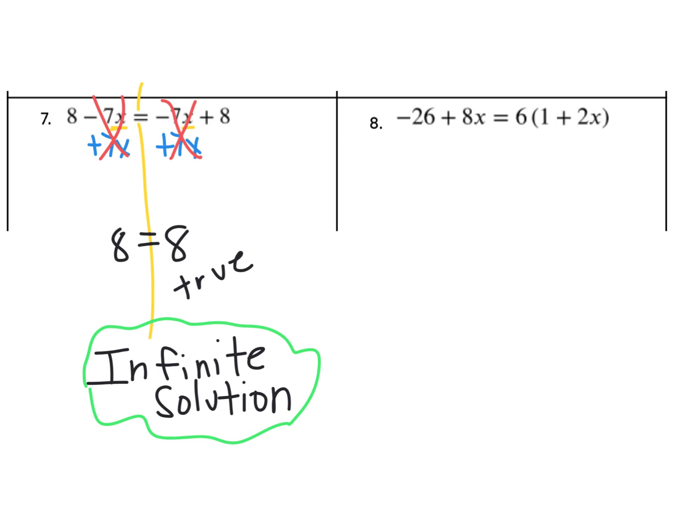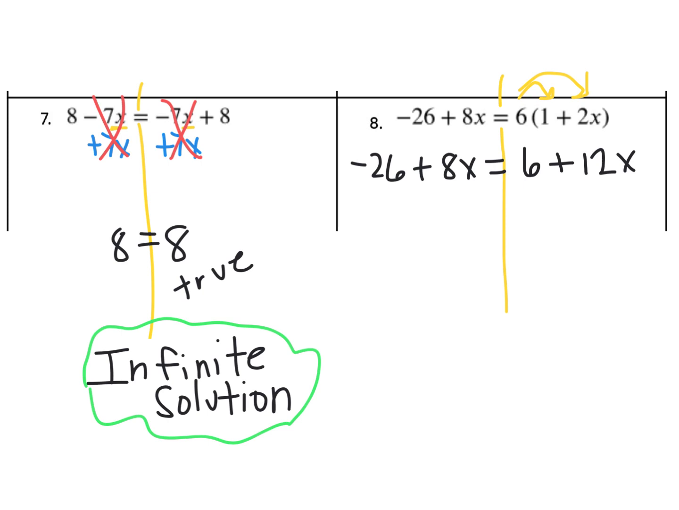All right, moving on to the next one, number 8. I do see parentheses, so that indicates the distributive property. We have to do that first. Okay, so on the right side, 6 times 1 is 6, and 6 times 2x is 12x. And then I'm just going to rewrite this.